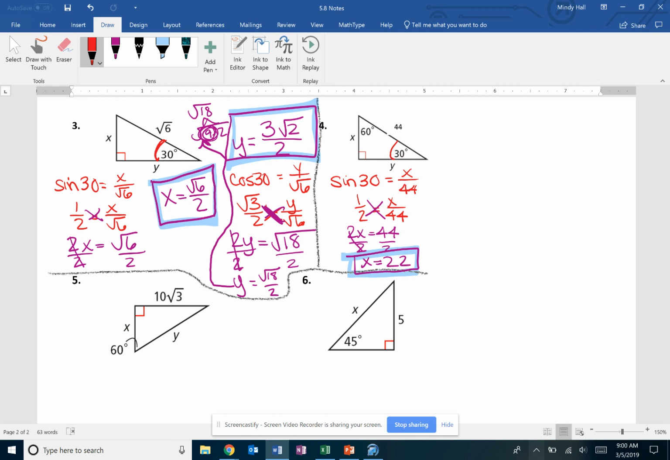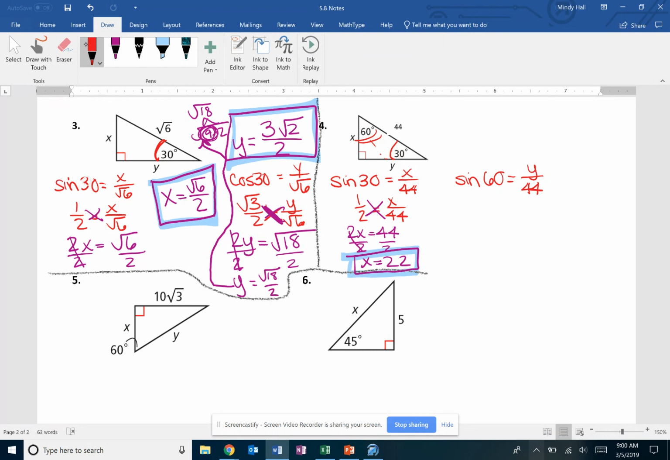But if I want to change the angle, keep the trig, I'm going to do sine of 60 now, because 60, up here, is y over 44. So I just want to take a second to make sure you realize that I did this between 3 and 4, I did it 2 separate ways.